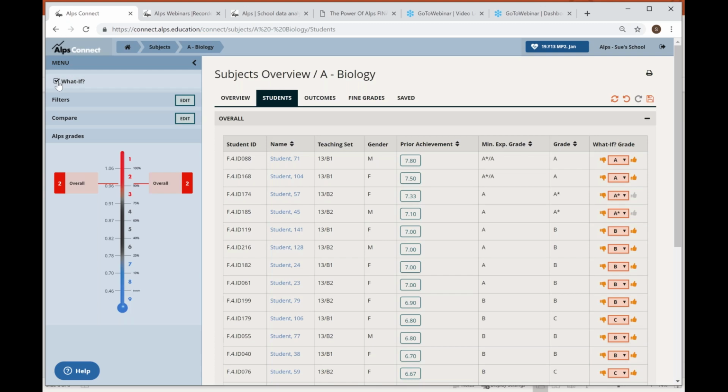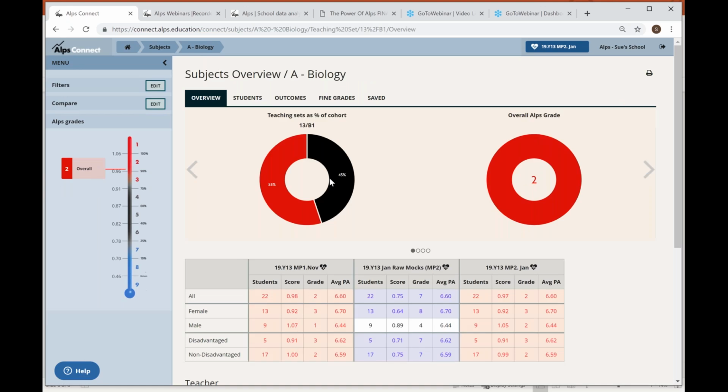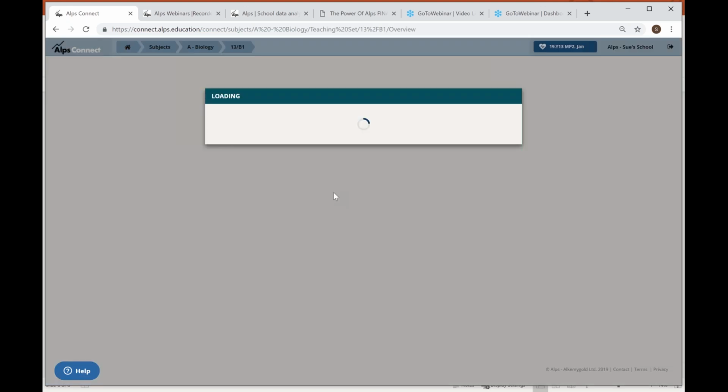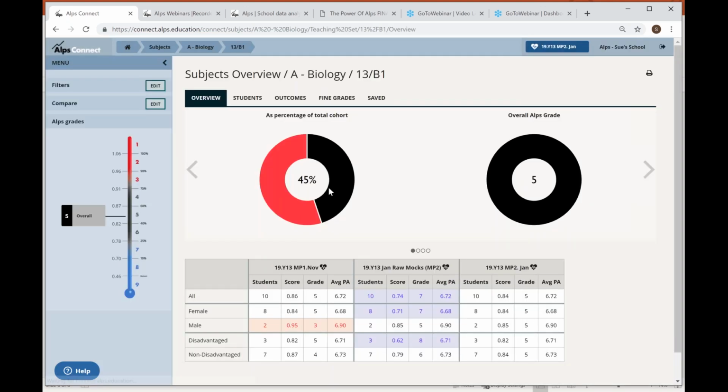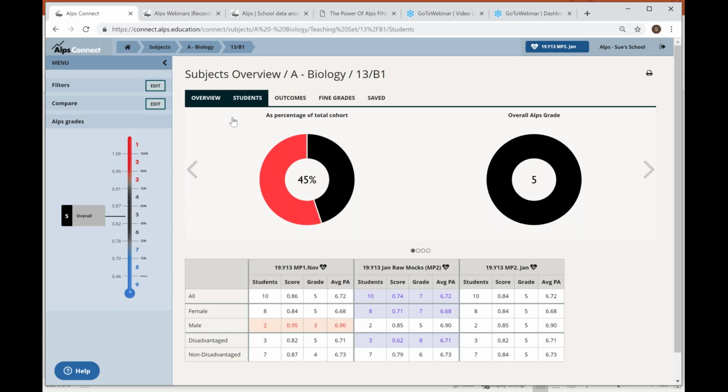If I go back to my overall, I can go into this black set here. They're a grade 5. So this is my teaching set 1, B1. There's all my students with the same gender splits, etc. And I can now go into my student tab and pop on the what if, and do the same thing here. So let's be optimistic here.